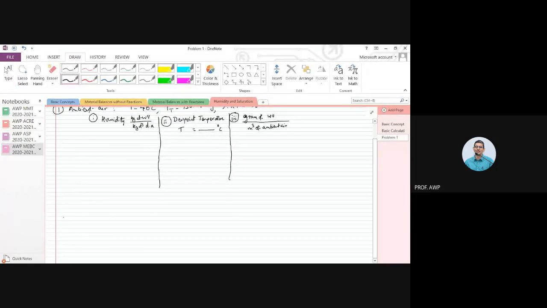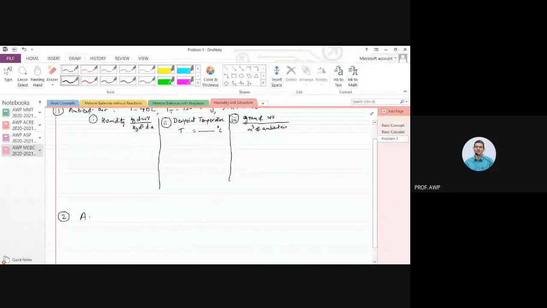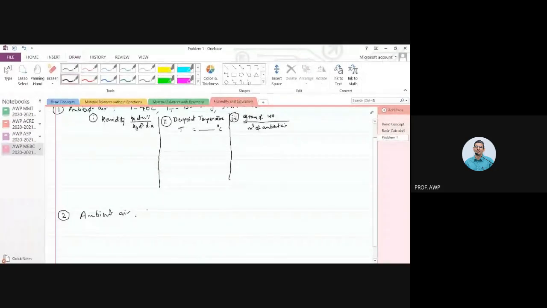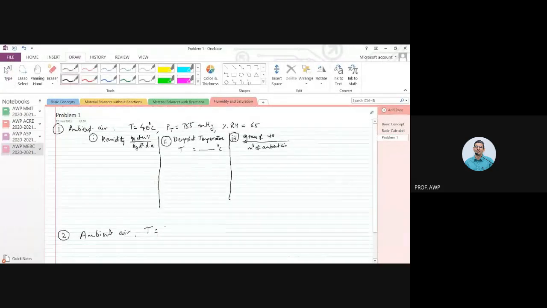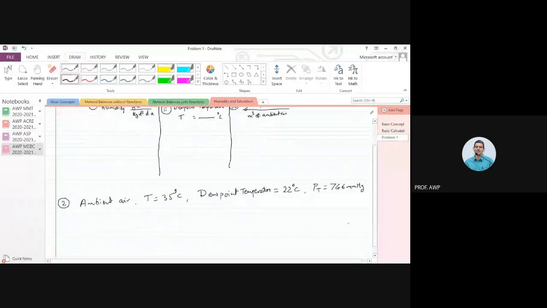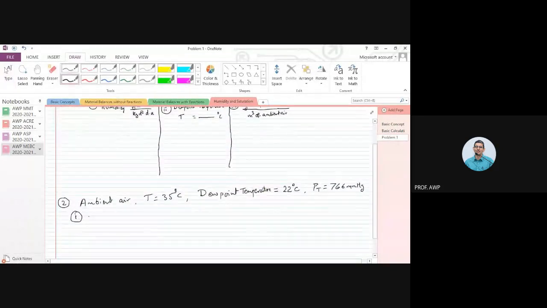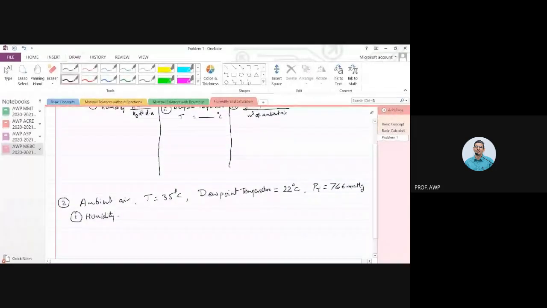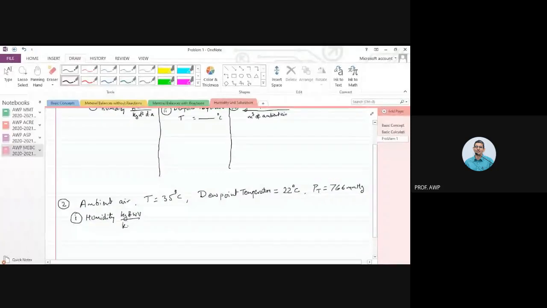Second problem I want you to do is, let's say there is an ambient air with temperature equal to, let's say, 35 degrees centigrade. Dew point temperature is, let's say, 22 degrees centigrade. Total pressure of course is now, let's say, 766 mmHg, just so that we have some different things to calculate. First thing I would like you to calculate is what is the humidity in terms of kgs of water vapor per kg of dry air.